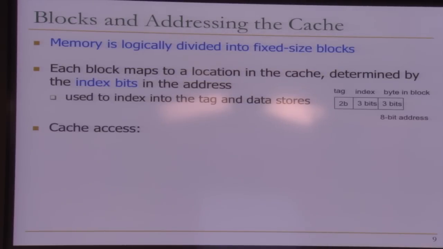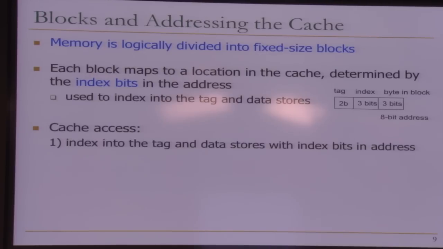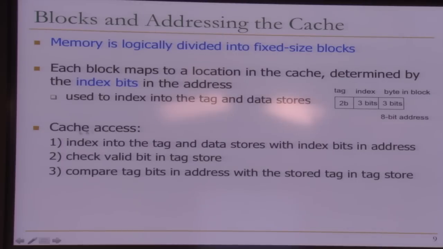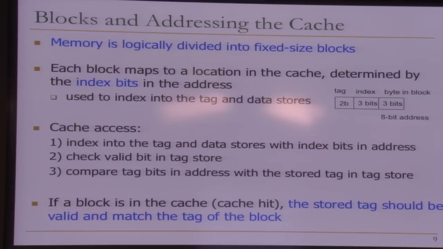Okay. So on a cache access, this is how a cache access works. Basically, you first index into the tag and data stores with the index bits in the address, and then check the valid bit in the tag store. Is this tag store entry valid? And compare the tag bits in the address with the stored tag in the tag store. Does that make sense? It's pretty simple again, right? So if a block is in the cache, the stored tag should be valid and match the tag of the block. Okay? So you've done this in 213 in your cache lab, hopefully.